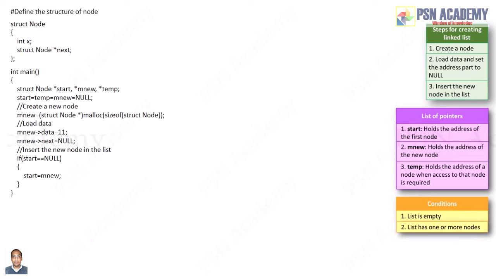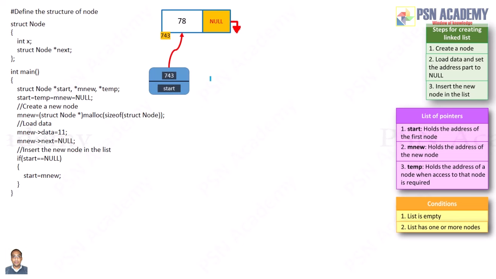Then it will look like this. The start is pointing to some node here, and we have only one node. Just for example, now if the linked list is having more than one node, the following logic will be same, right?